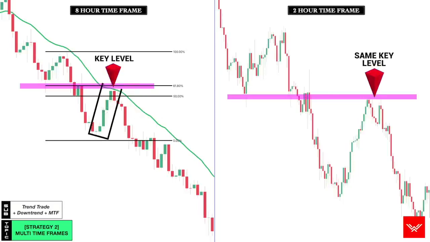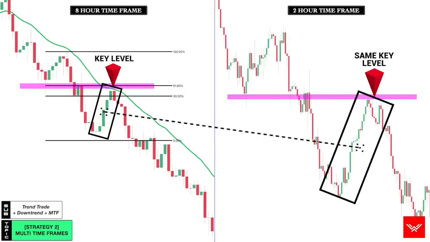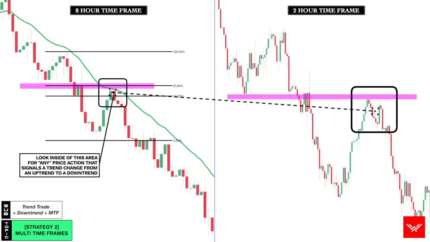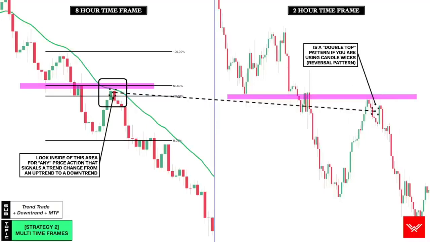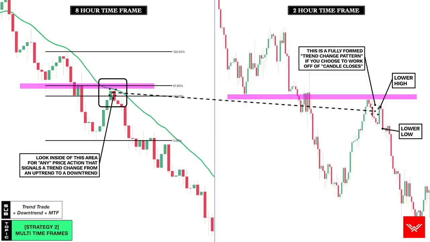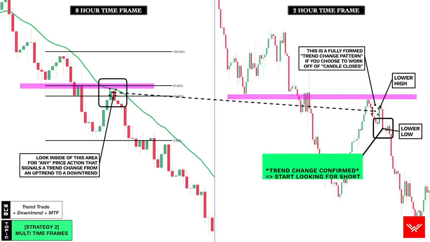Same key level, same pullback, same area of confluence. Again, we were looking inside of this candlestick pattern on the lower time frame for price action that signaled a trend change from an uptrend to a downtrend. And here's what you had. First, this can be viewed as a form of double top, which is a reversal pattern. Or if you work off of candle closes, this is a full trend change pattern, as you have your lower high and then your lower low, combined with a bearish momentum candle, which all confirms the reversal, and is when you would start looking for trade entries short on the same time frame or through a lower time frame using our entry strategy.